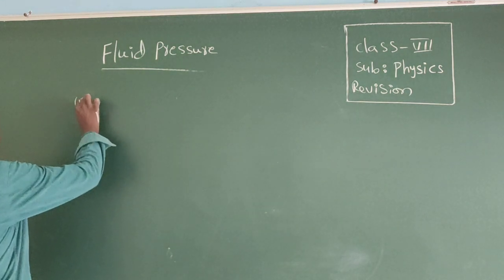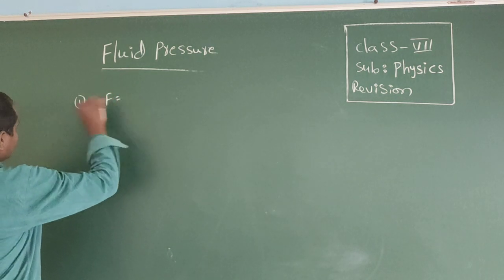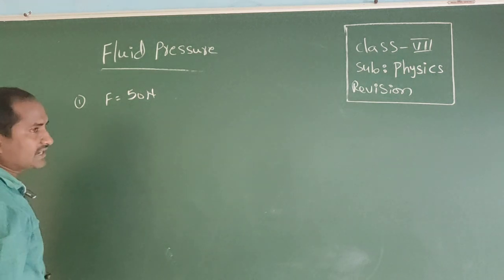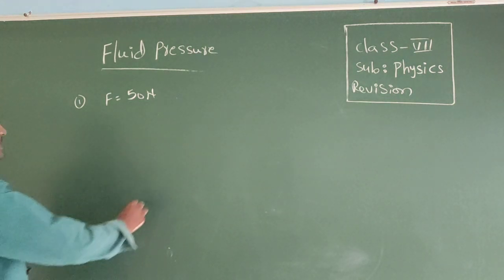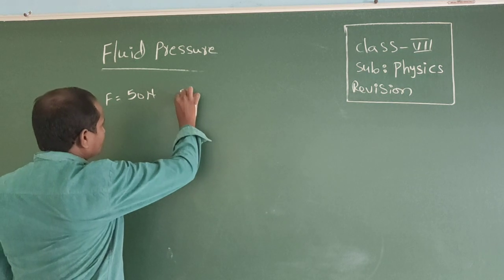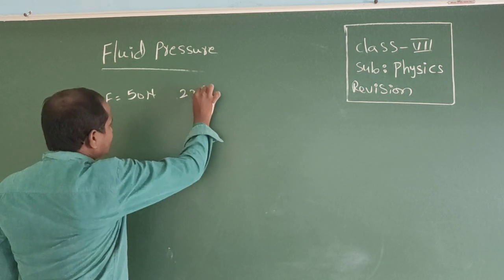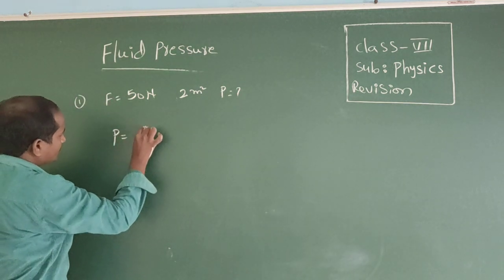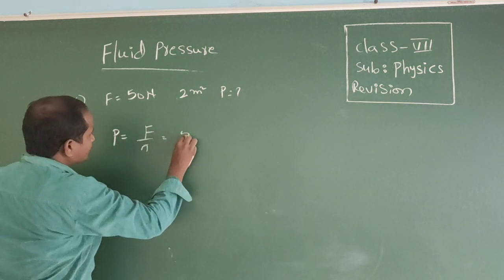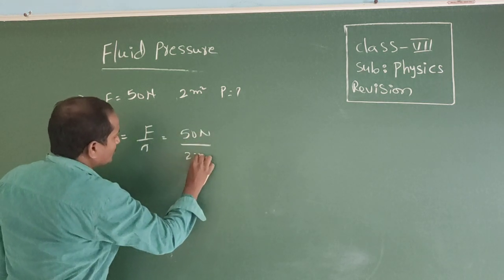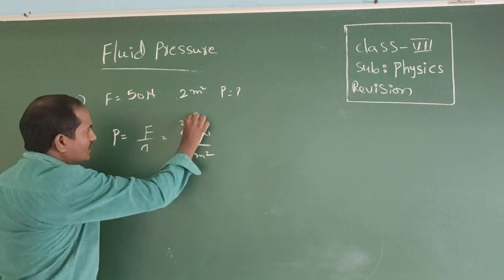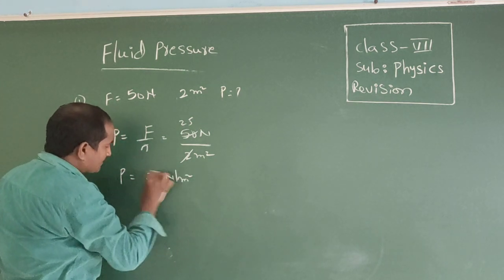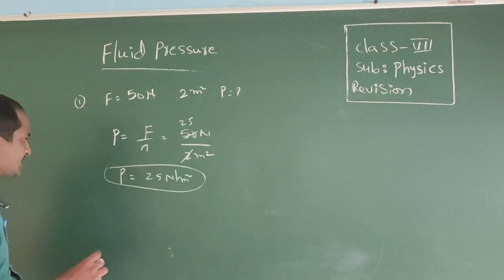I will explain one problem. A force of 50 newtons is acting on an area of cross section of, for example, 2 meters square. Find the pressure. Pressure equal to force by area. So 50 newtons by 2 meters square is 25. So P equal to 25 Newton per meter square. It is the SI unit of pressure.